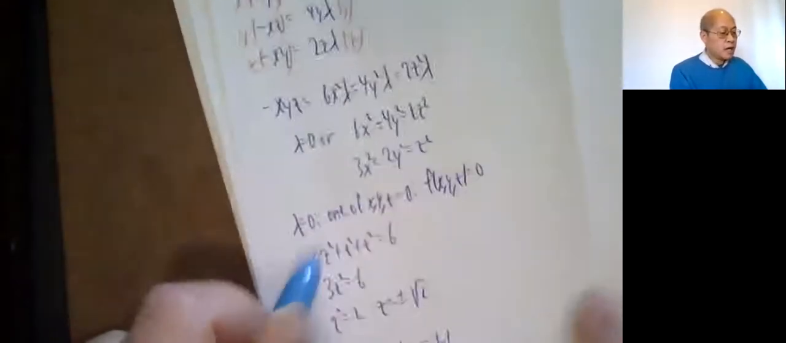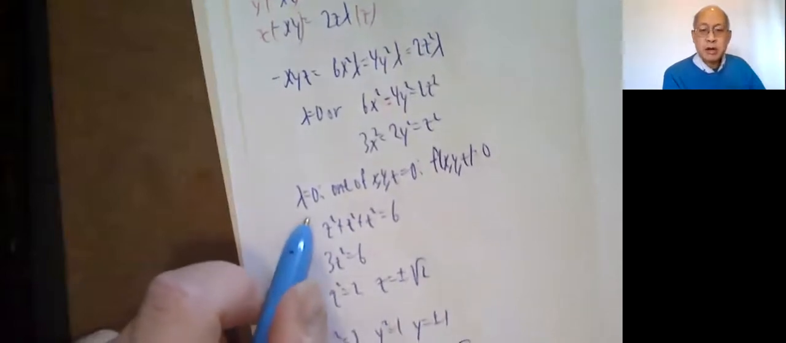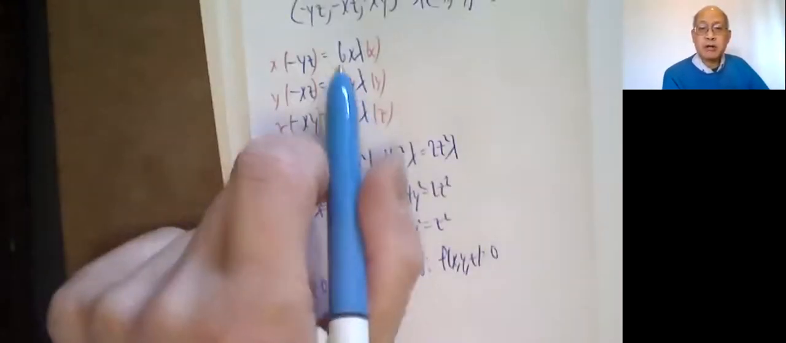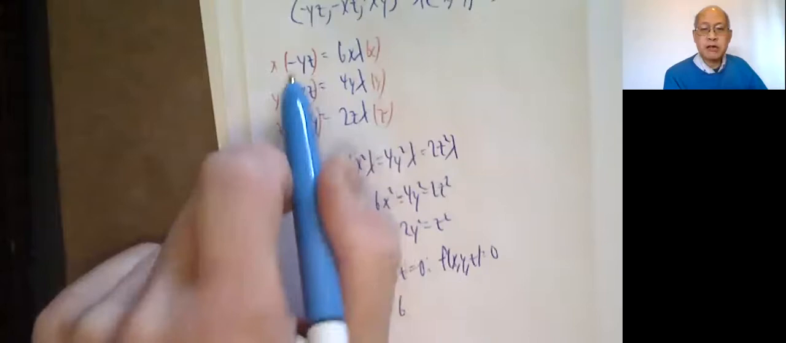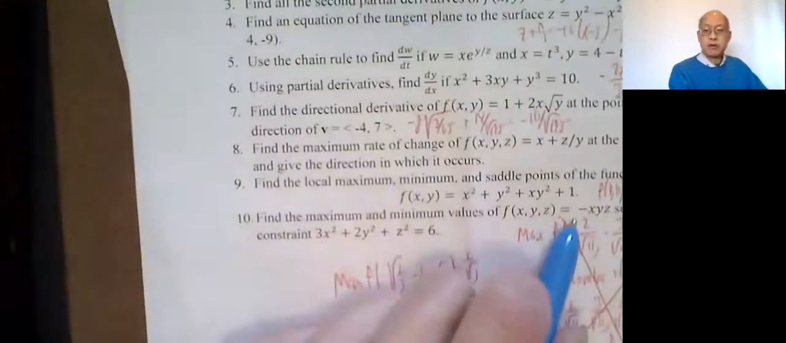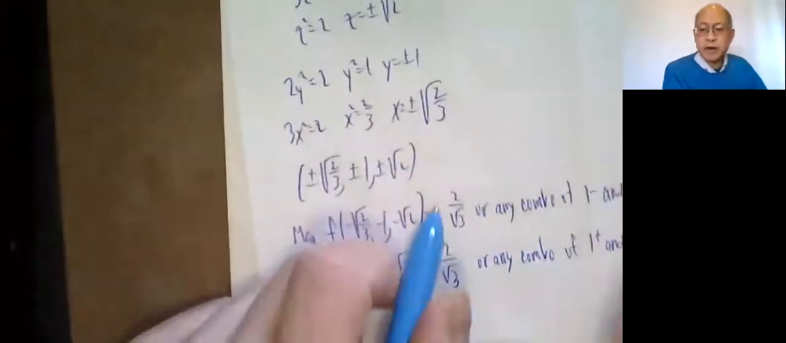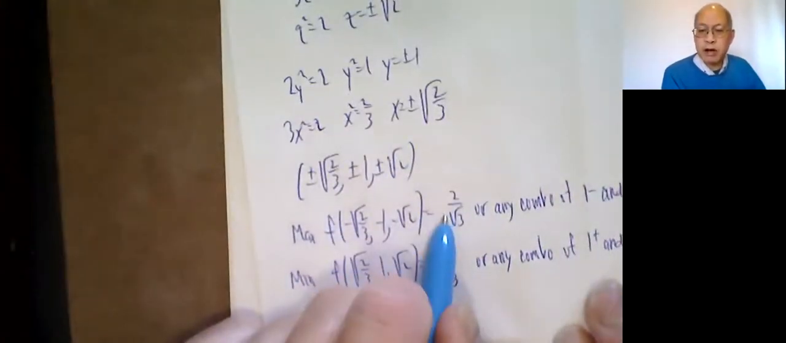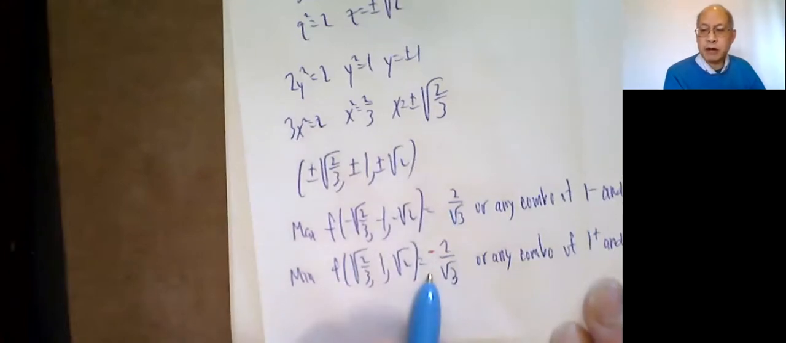Okay, and once again, lambda equals 0. If lambda equals 0, if you look at the original equation, that means either x or y or z has to be 0. The original function would be 0. So that doesn't give me a maximum or minimum, since I already have some function values at 2 over radical 3 and some at negative 2 over radical 3.